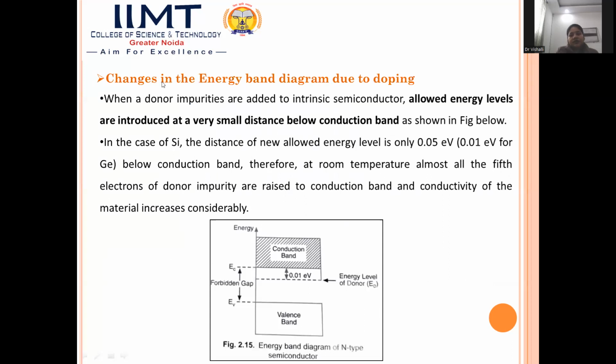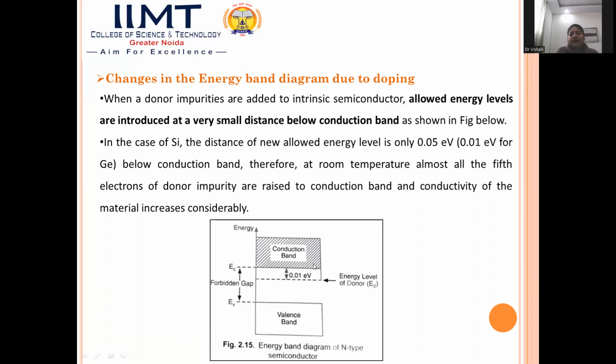Now let us try to understand this in terms of the energy band diagram. Whenever donor impurities or pentavalent impurities are added to the intrinsic semiconductor, the energy levels get modified. That modification is clearly shown in this diagram. What happens is that allowed energy levels are introduced at a very small distance below the conduction band. This is called the donor energy level. So the energy band diagram of the semiconductor gets altered, and a new energy level, the donor energy level, is there just below the conduction band. And a very small amount of energy is required for an electron in this donor energy band to move from this band to the conduction band.